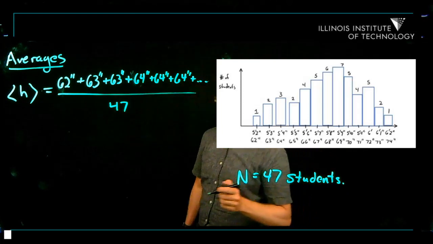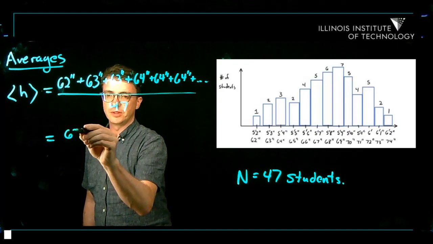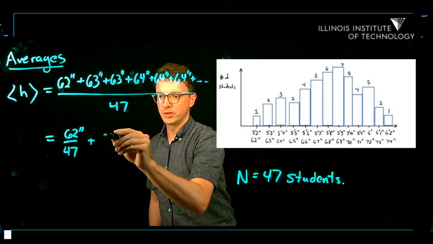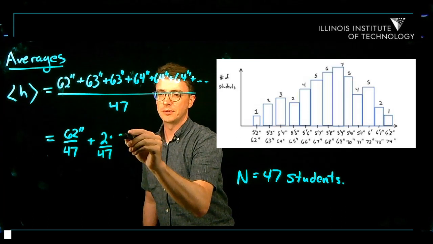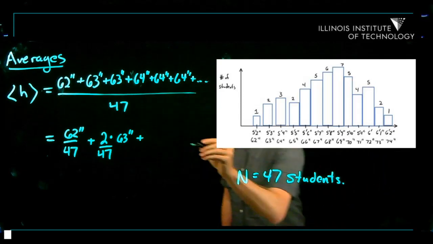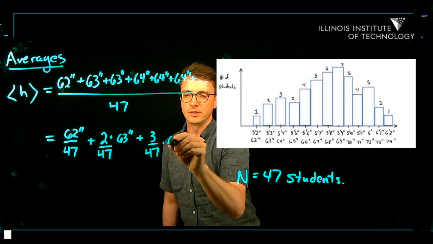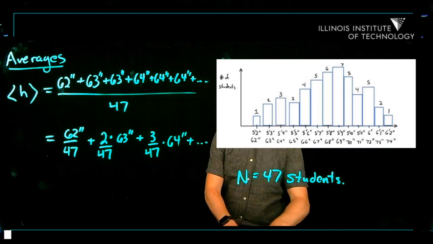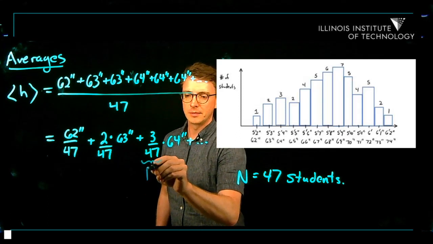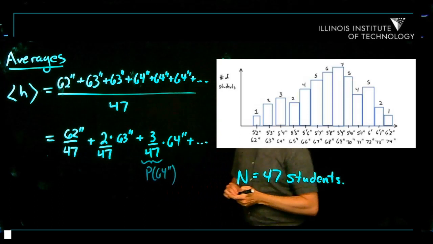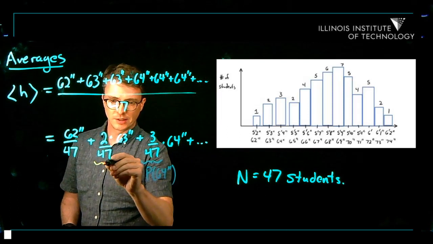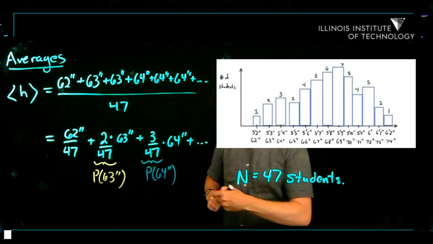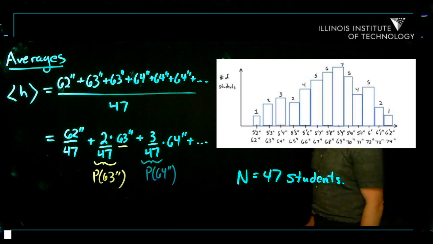Now we can write this a slightly more complicated way. So I could write 62 inches divided by 47 plus, you see there's 2 people who have height 63 inches, so I would write 2 over 47 times 63 inches. And there's 3 people who have a height of 64 inches, so I would write 3 over 47 times 64 inches. And keep going. This is the same thing, just rewritten. And you notice what's happening is this here is the probability that somebody has height 64 inches, and this is the probability that someone has height 63 inches. So what I'm really doing to calculate this average is I take the height, I multiply by the corresponding probability that somebody has that height, and then I add those up.